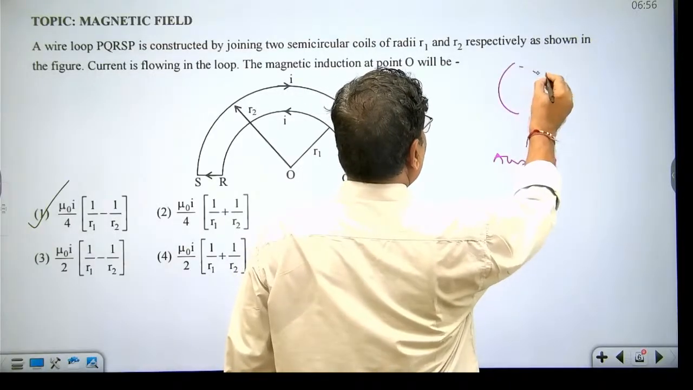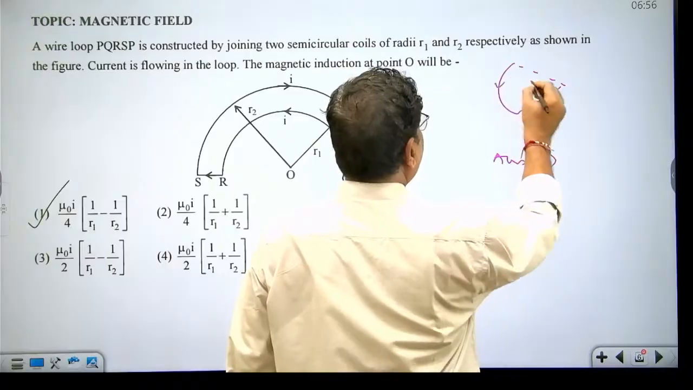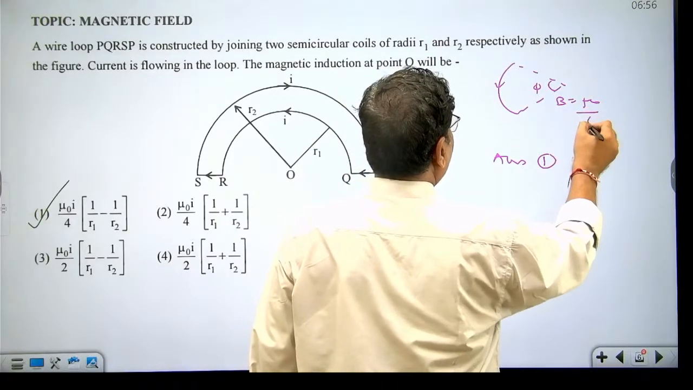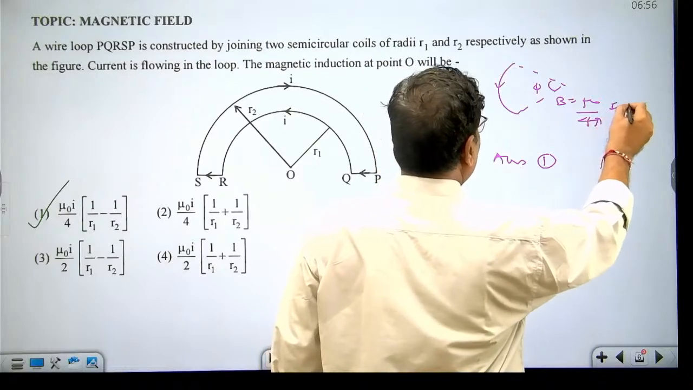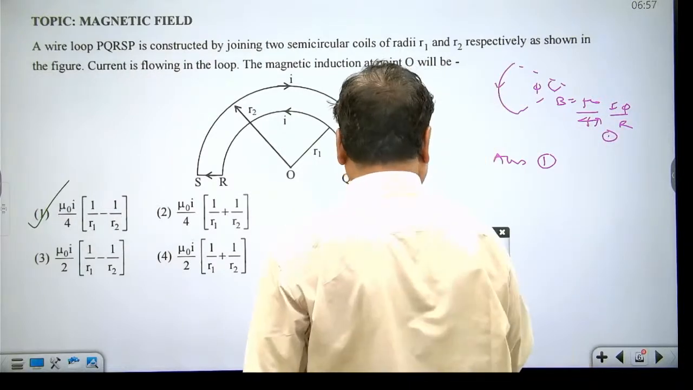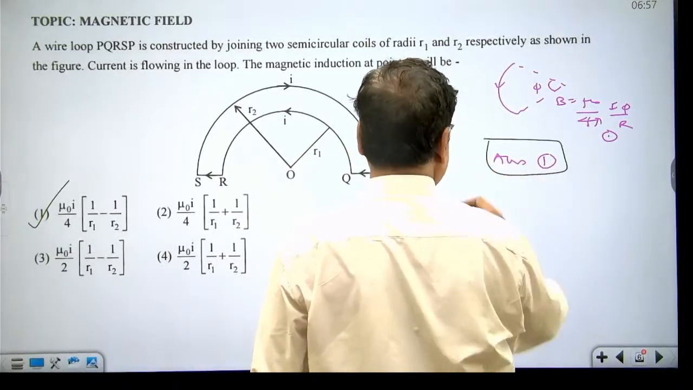because the magnetic field due to an arc, when the current is anti-clockwise and the angle is phi, is B equal to mu 0 upon 4 pi I phi upon R in the upward direction. Okay, so out of four choices, the correct answer is option 1.